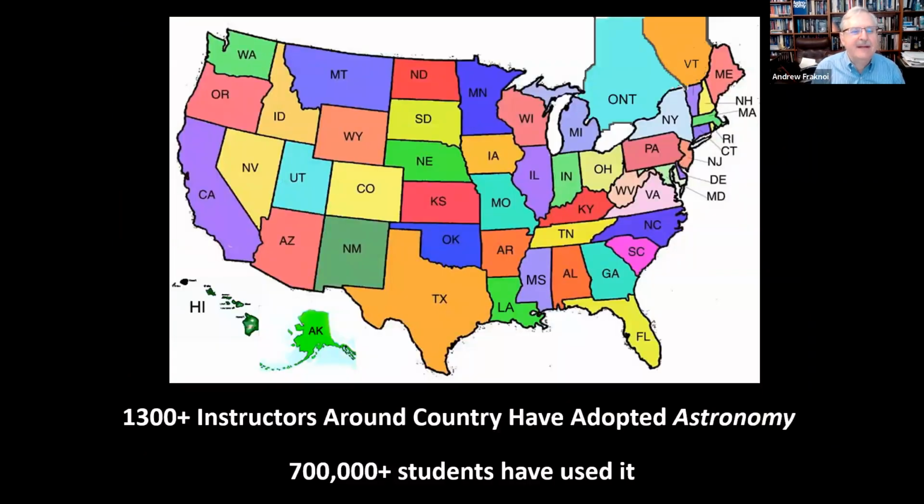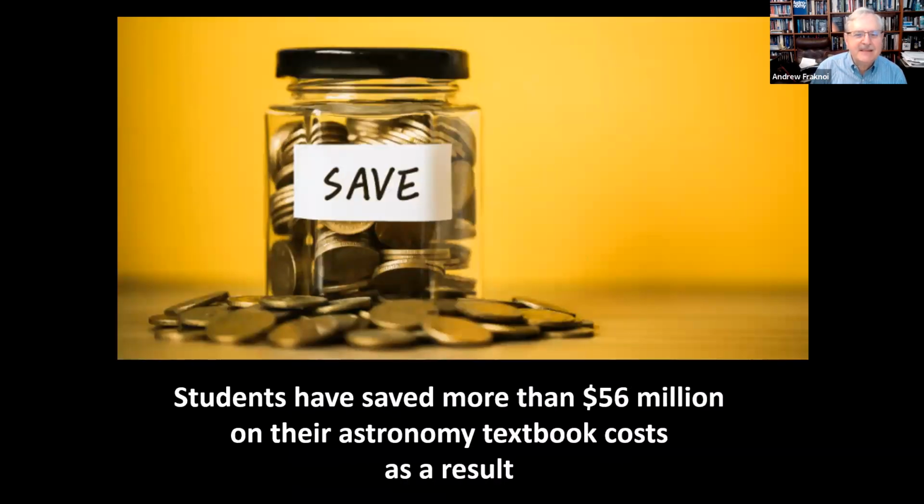So the news is now that more than 1,300 instructors around the country have adopted the OpenStax Astronomy book. And David tells me that over 700,000 students have used the first edition, which is, to me, really an astounding number. So the best estimate we have is that students have now saved more than $56 million on their astronomy textbook costs alone as a result. And I know that your students probably thank you, and I want to thank you for assigning this free book and using this free book.